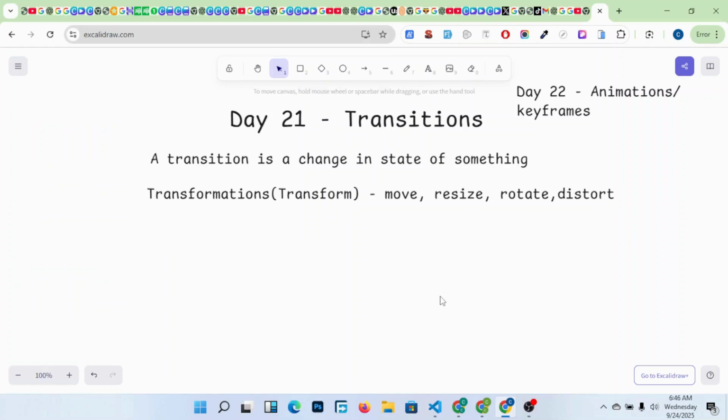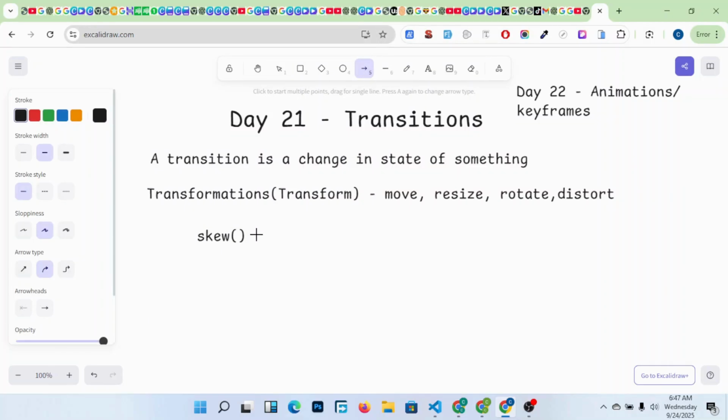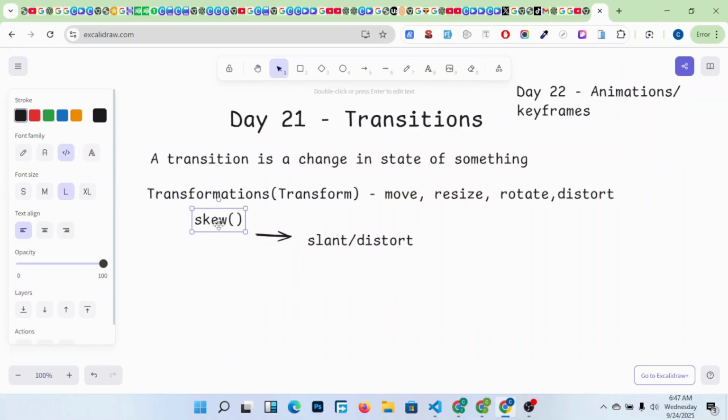Okay, so we have another one that is called skew. That one is the fourth one. What does skew mean? Skew means to slant or distort, or bend, like bending towards the side.